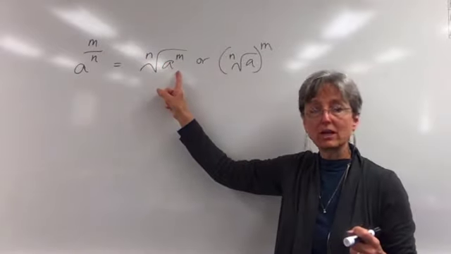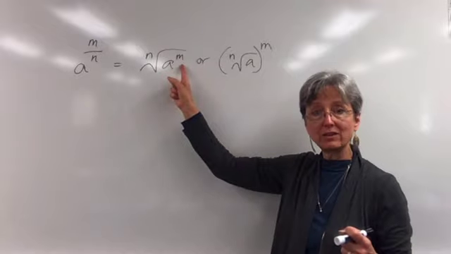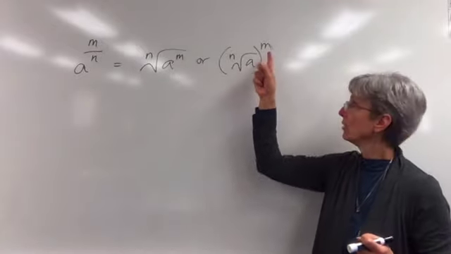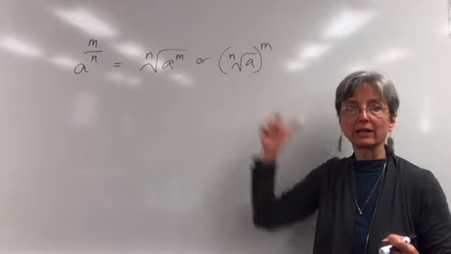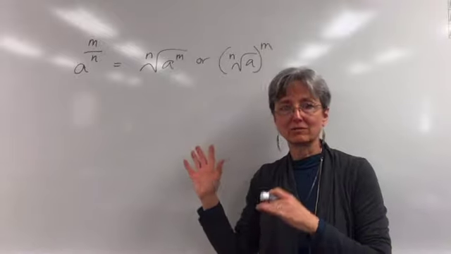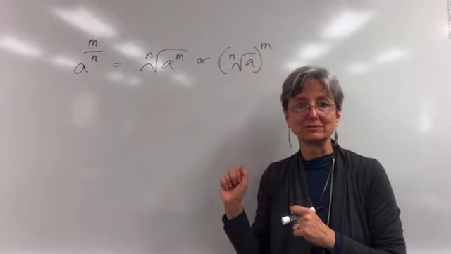Do you see that? It can be written like this inside the radical, or same, it could be the nth root of A raised to that degree. Either way is how it looks. So let's look at this now with numbers and variables.